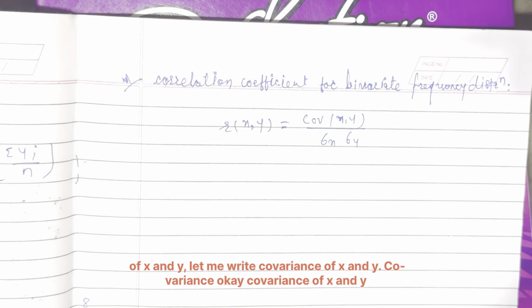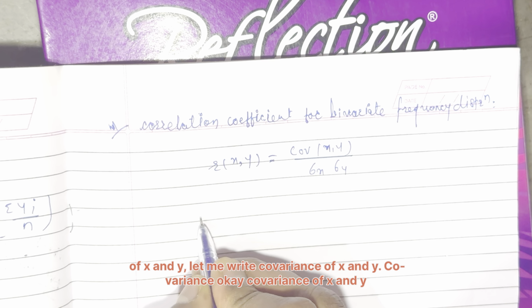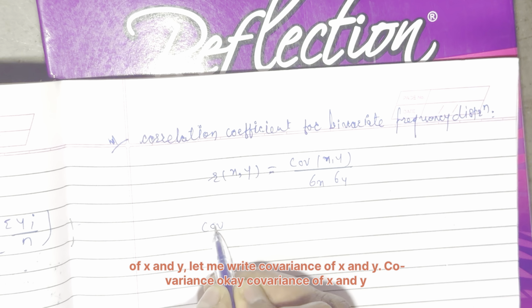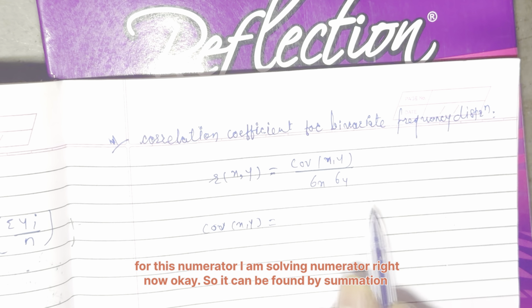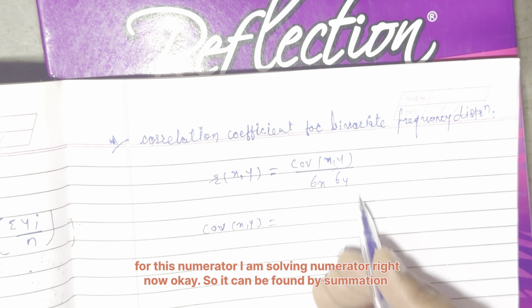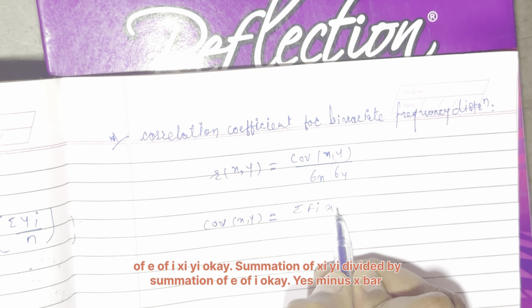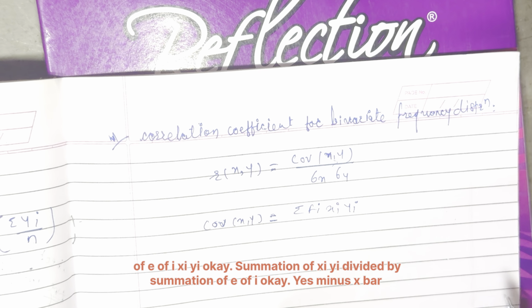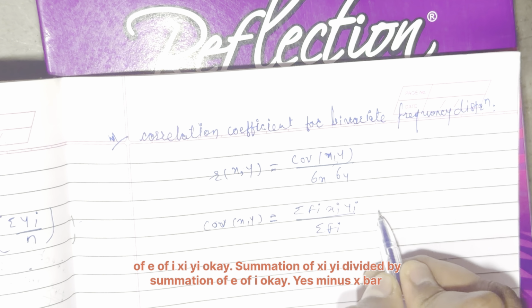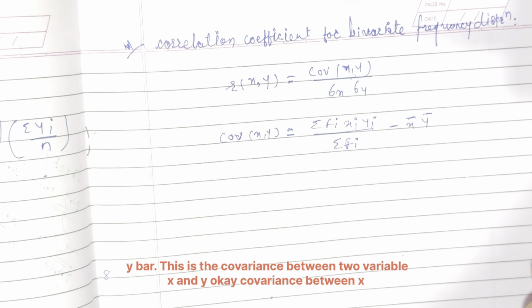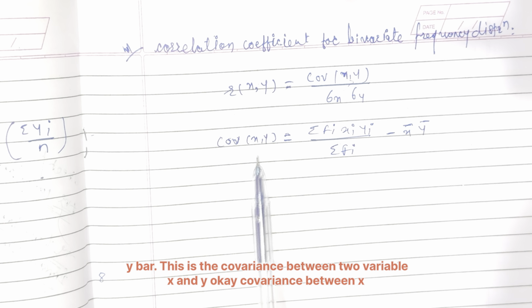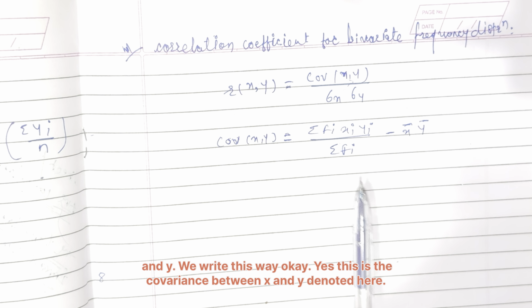Covariance of x and y, I'm solving the numerator right now. It can be found by summation of fi xi yi divided by summation of fi, minus x bar y bar. This is the covariance between the two variables x and y; we write it this way.